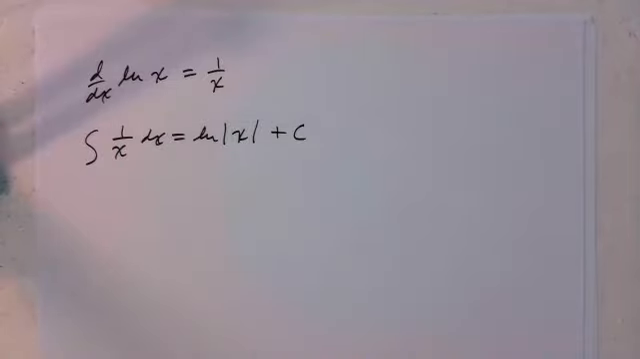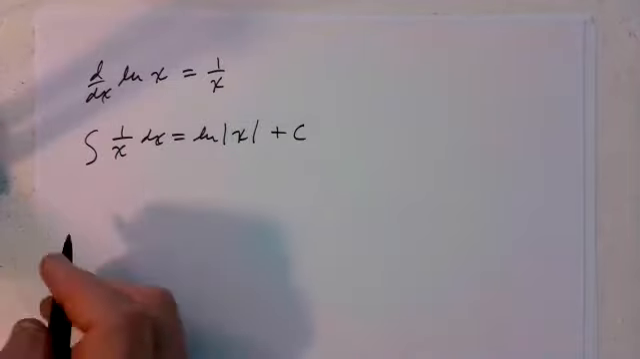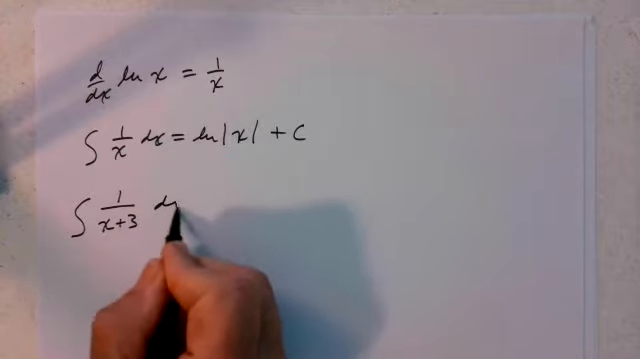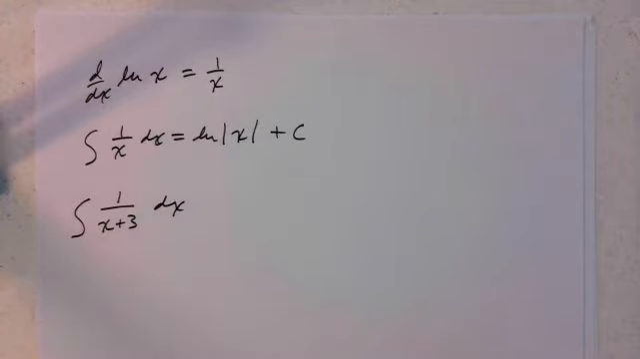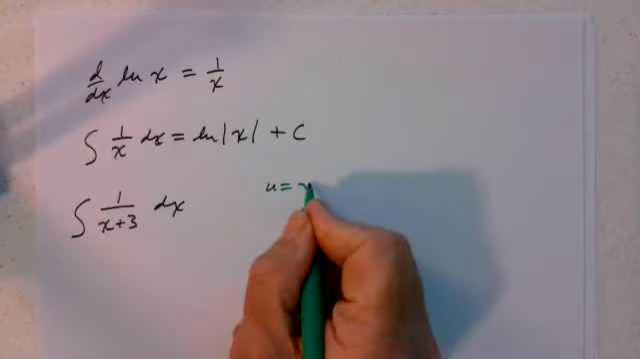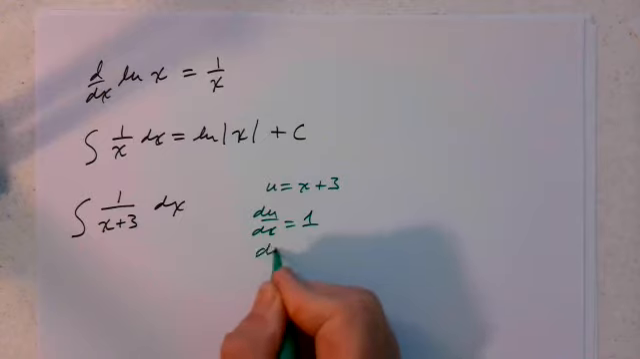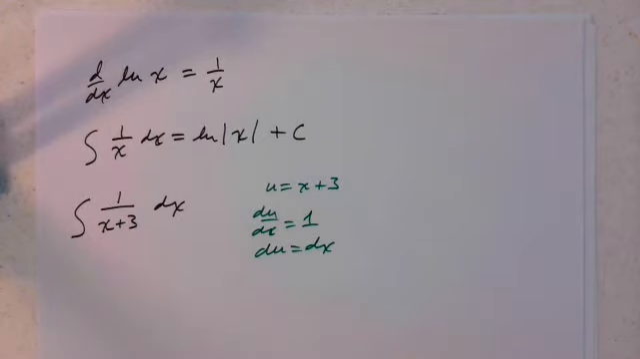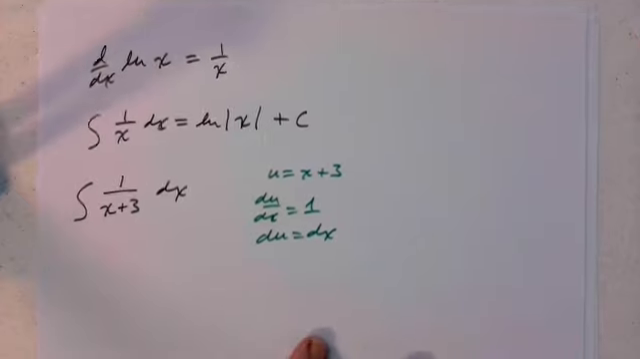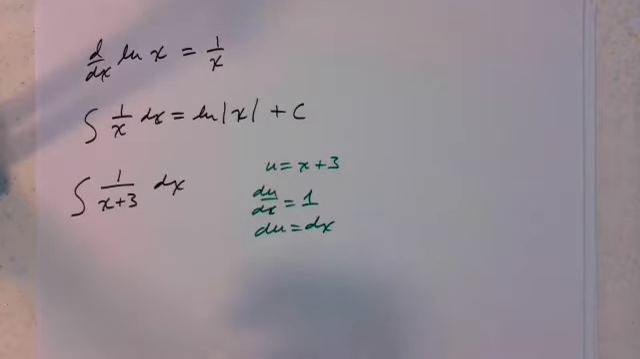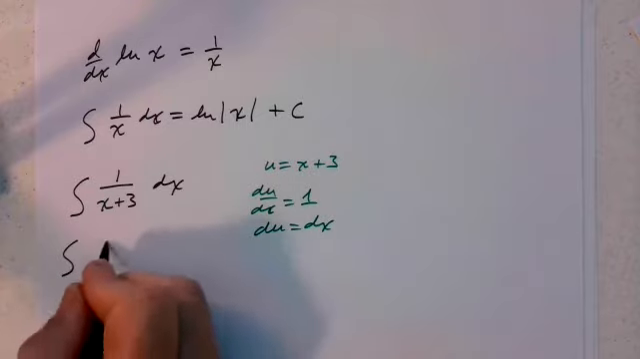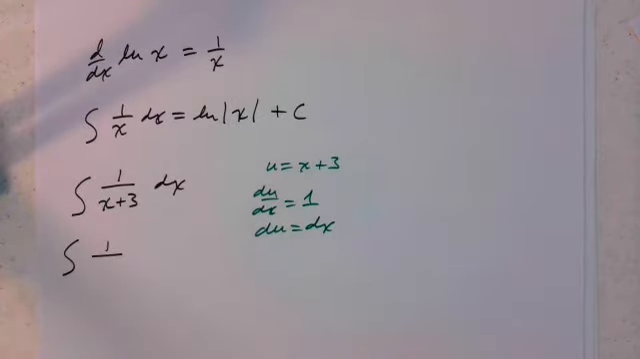We're going to use that to answer the following question. What is the integral of 1 over x plus 3 dx? To do this, we need to use a u substitution. We'll say u is x plus 3. So the derivative of u with respect to x is 1, so du equals dx. Making the substitution, we get the integral of 1 over x plus 3, that's 1 over u, and we've just shown that dx is the same as du.